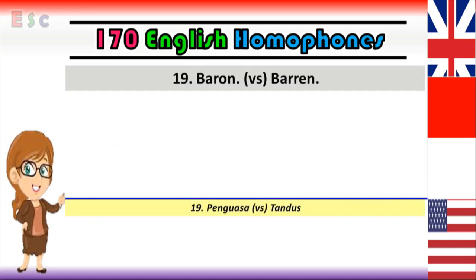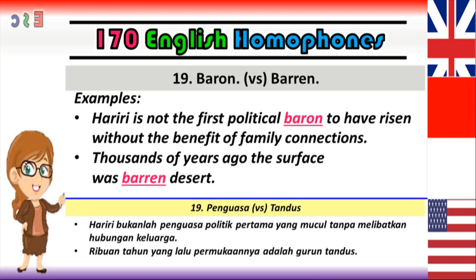19. Baron versus barren. Examples. Hariri is not the first political baron to have risen without the benefit of family connections. Thousands of years ago, the surface was barren desert.